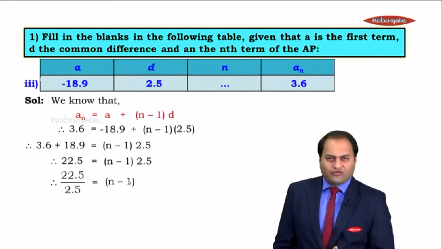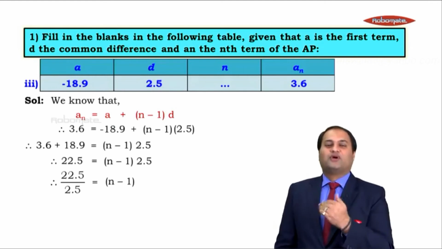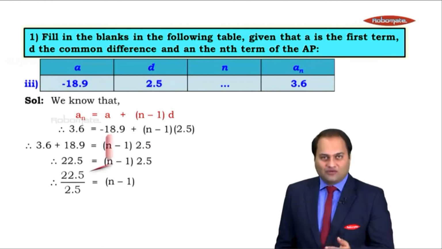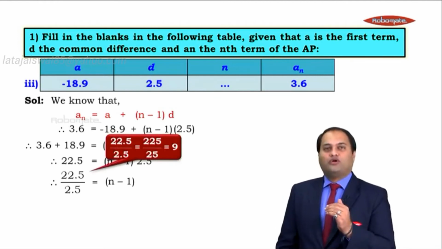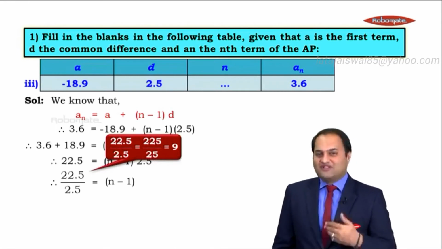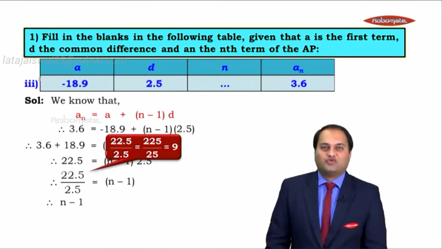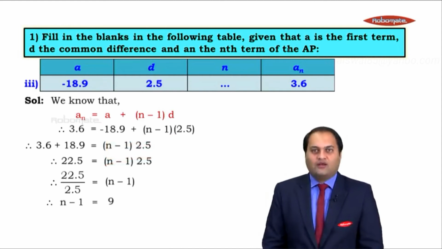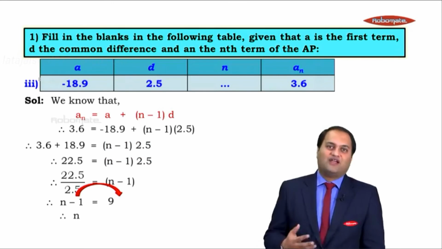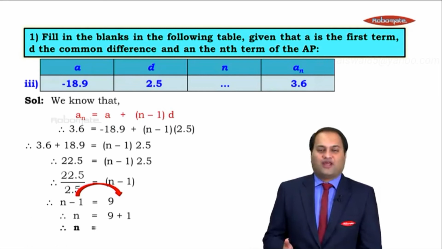22.5 upon 2.5. But the good thing is, there is only one digit after the decimal in both the numerator and the denominator. So you can remove it by multiplying and dividing by 10. In other words, 22.5 upon 2.5 is nothing but 225 upon 25, which is equal to 9, because 25 9s are 225, right? So you get n minus 1 is equal to 9. Knowns on one side, unknowns on the other, take minus 1 to the other side, you get n is equal to 9 plus 1, so n is equal to 10, right?